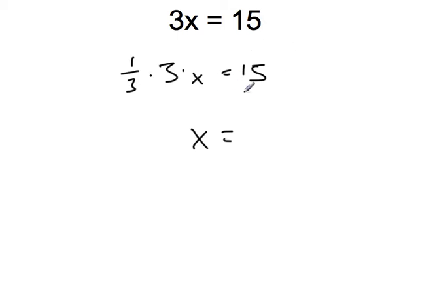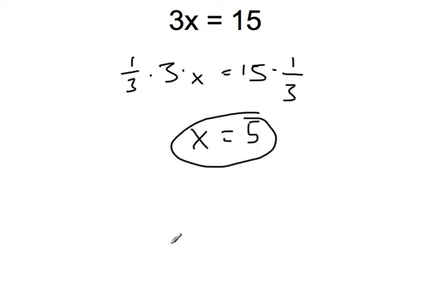Awesome. But we have to use the multiplication property of equality to balance out this equation. Whatever we multiplied the whole left side of the equation by, we have to multiply the entire right side of the equation by the same thing. So what's 15 times 1/3, or 15 divided by 3? That would be 5. X is equal to 5. Okay?